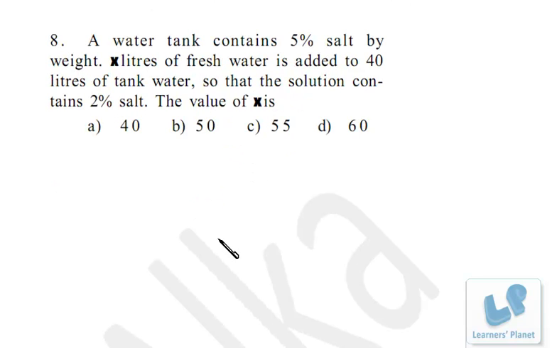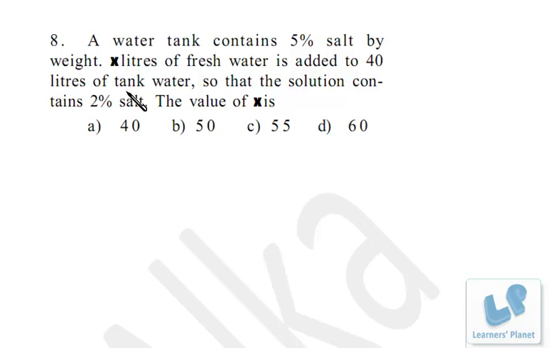Now let's take this problem. A water tank contains 5% salt by weight. X liters of fresh water is added to 40 liters of tank water so that the solution contains 2% salt. What is the value of X? Now again, very simple problem, can be done easily by the alligation method.